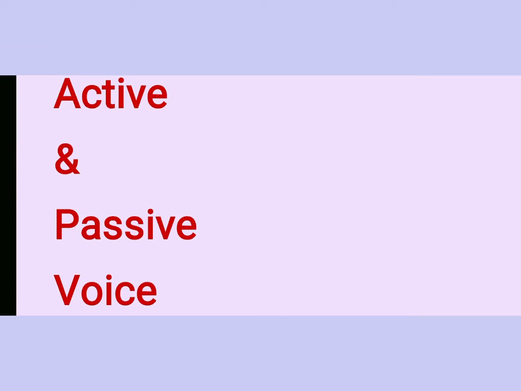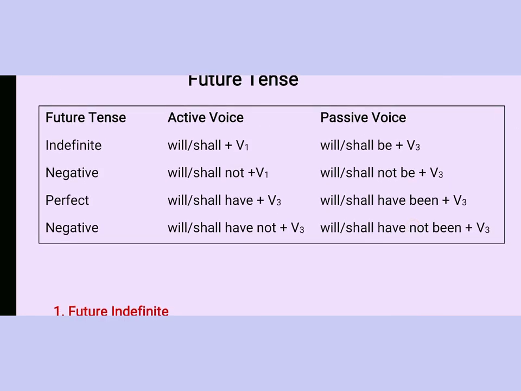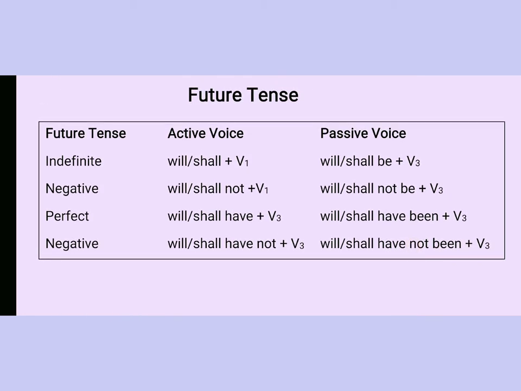Hello students, in my previous video I explained active and passive voice of present and past tense. So today in this video I'll explain active and passive voice of future tense, that how we can use our future tense. Okay, so for this, first of all students, you have to just look at this table that I just made for you. So this is our future tense. Now how we can use this?